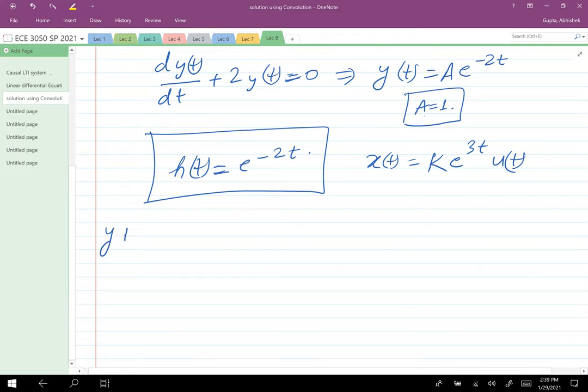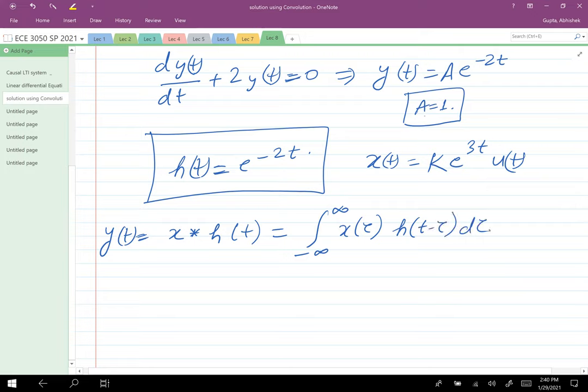So now I can compute y of t, which is the convolution x convolved with h of t, which is given by the integral from minus infinity to infinity of x of tau h of t minus tau d tau. I must specify that t is greater than or equal to zero. It's a causal system, so the impulse response has to be zero for t less than zero. Any questions so far?